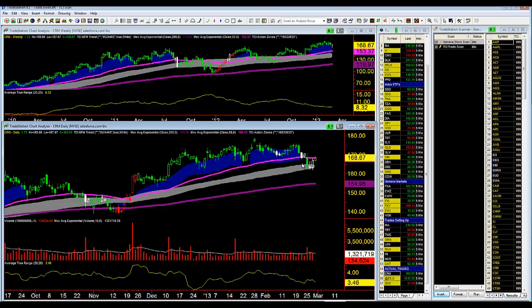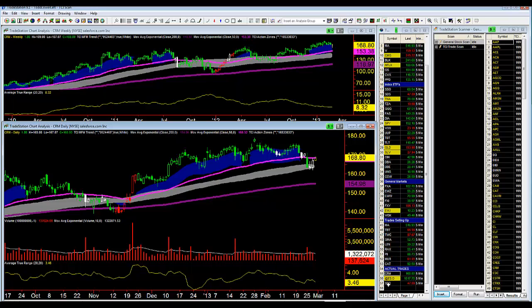I was risking $5.08. Now I've moved it up to 164.22. Now I'm risking $2.66 on this trade, and my first profit objective is 171.96. Looking to make $5.08, risking $2.66. Not a bad trade, okay?